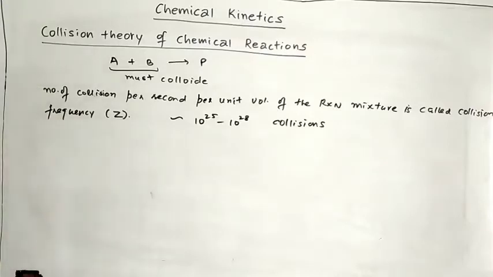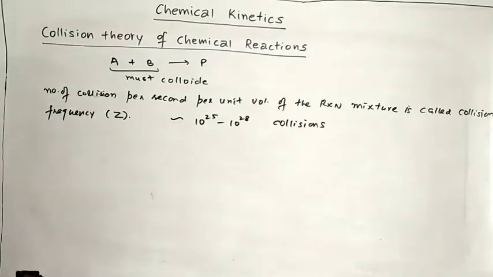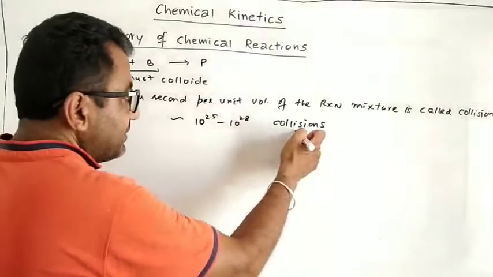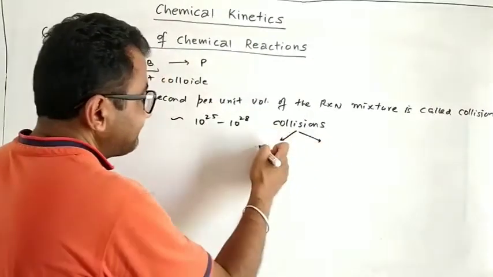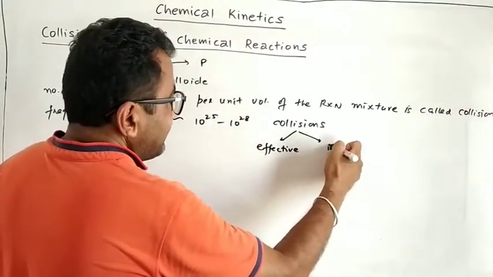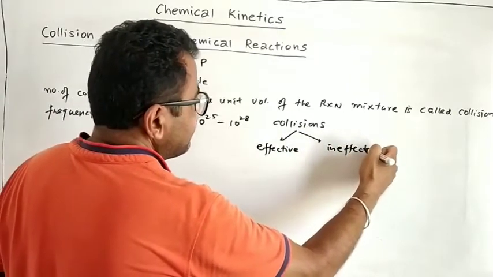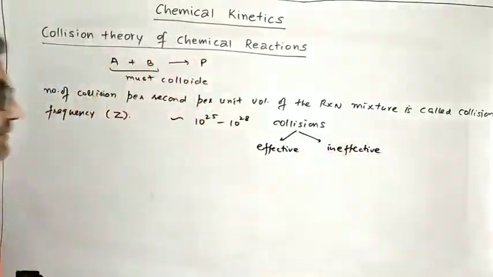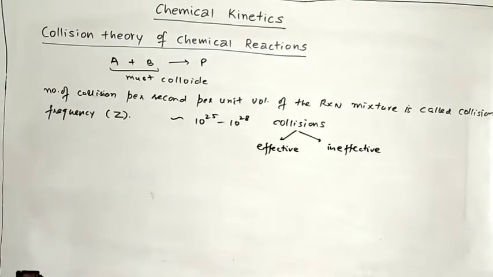इसके हिसाब से तो rate of reaction should be very fast. But actual में हम देखते हैं कि rate of reaction इतनी fast होती नहीं. इसका मतलब है कि जितनी भी collisions हो रही हैं वो सारी की सारी effective नहीं हैं. Collision जो है वो दो तरह की है. एक को बोलते हैं effective, एक को बोलते हैं ineffective. Effective collision वो होती है जिससे product बनता है. Ineffective collision वो होती है जिससे product नहीं बनता.